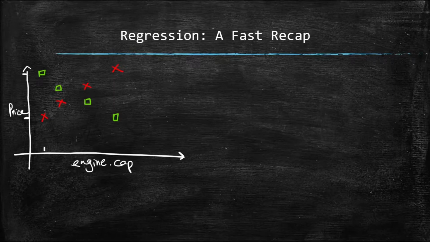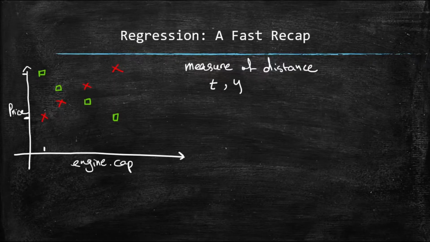So what you need, this is very important, please pay attention to this part, is a measure of distance. Between what and what, basically? Between the ground truth, hence the red crosses, and the output of your network, let's call it y. You want to find the gap between these two, and you want to minimize this distance.